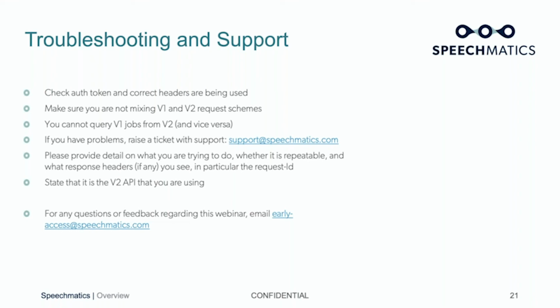If you have technical problems, then raise them through the normal support channel, which is support@speechmatics.com, and state that you're using the V2 API, and also try and provide, if possible, the response headers that you get back when you see a failure. In particular, the request ID is very useful for our support engineers to find out what's happened.